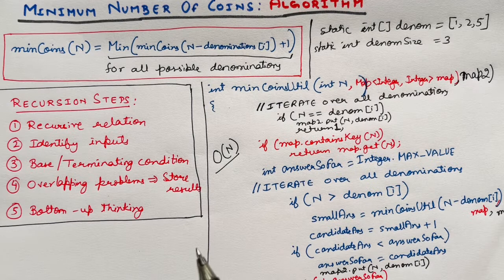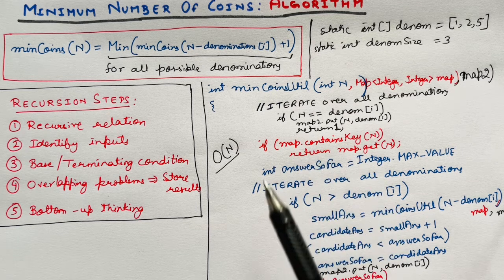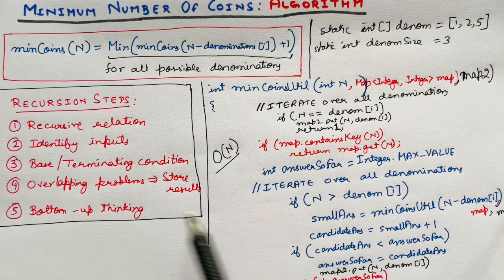So using this recursive relation, we tried to write down the algorithm. The algorithm looked something like this: we were iterating over all denominations and finding the answers to our smaller problems. And for our smaller problem, we were deriving the candidate answer. And we were keeping track of what was the minimum of all possible candidate answers. But here there was a problem. This would go into an infinite recursion. There was no way this would terminate. So we needed something called a base or terminating condition.